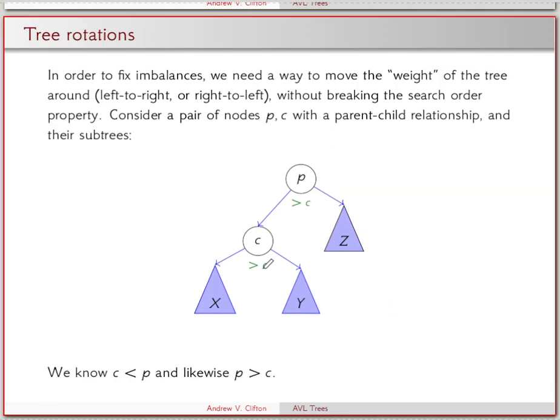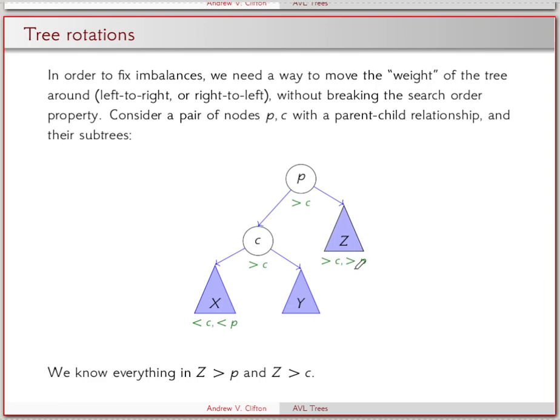Well, we know that C is going to be less than P, and we know that P is going to be greater than C, just because C is to the left of P. Okay, what about X? We know that everything in X is less than C, and then by inference, it's also less than P. So X is all the stuff that is less than C and P.